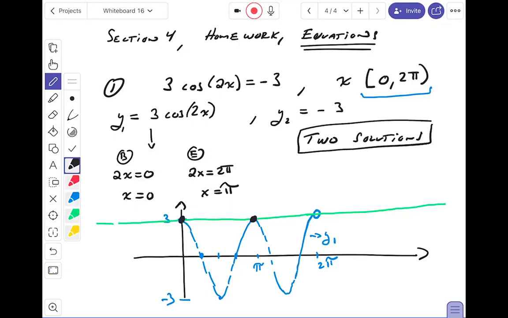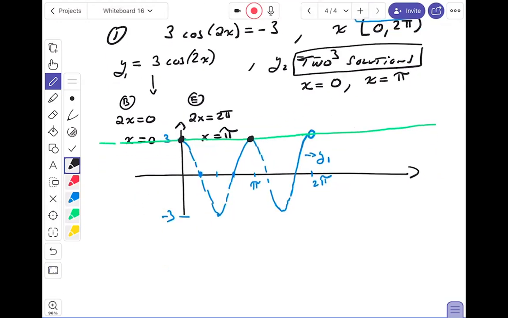If someone said, what are the solutions? I would say x equals 0. That's on that interval. And the other one is x equals pi. I realize some students want to say 2 pi. 2 pi is not included. It's got to be numbers between 0 and 2 pi. So number one is done. And look at the answer key, and it does clearly state there's two solutions over there. I'm going to do number two now.